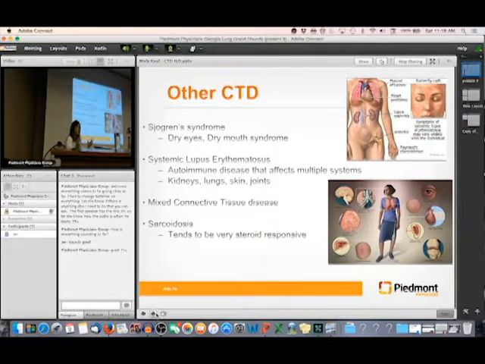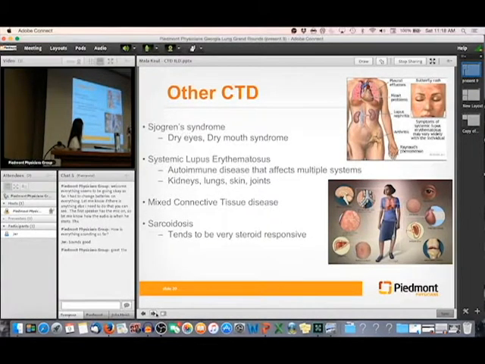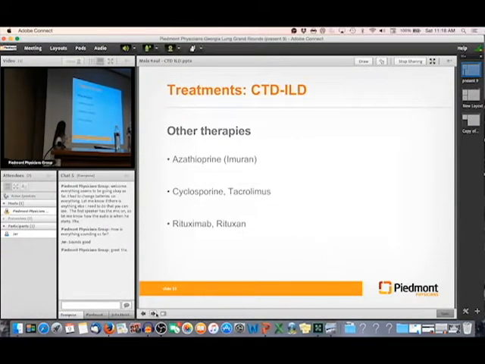And then sarcoidosis, we didn't talk a lot about that, but it's also kind of a multi-system autoimmune disease, and sarcoid tends to be very, very steroid responsive. In terms of other treatments, these are just some other drugs that you may come across: azathioprine or Imuran, cyclosporine and tacrolimus, and then the Rituxan, which we just talked about, as being other treatments.